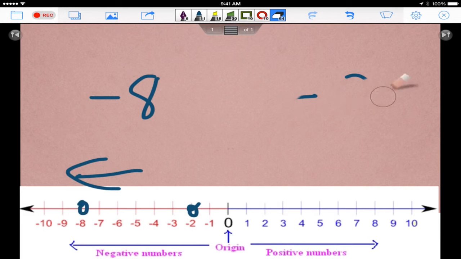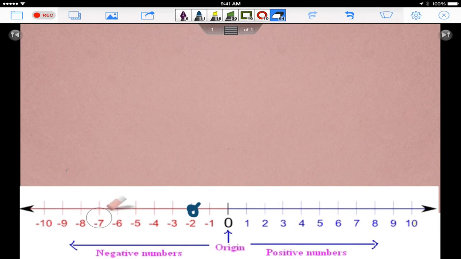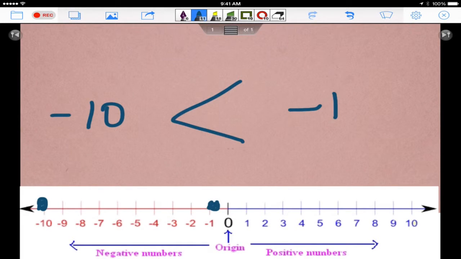A couple more examples would be, let's say, negative 10 and negative 1. So negative 10 and negative 1. Negative 1 is going to be bigger. The reason why negative 1 is bigger is because it is to the right of negative 10. Negative 10 is to the left of negative 1, which means it is smaller. So to the right is bigger. To the left is smaller.